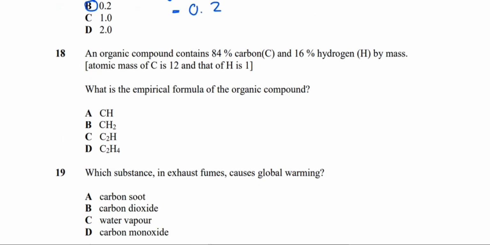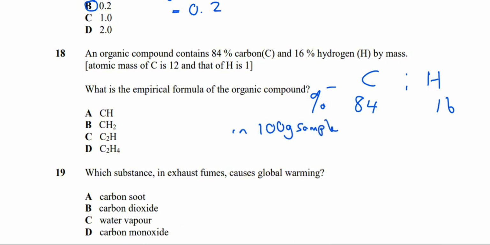Moving on, question 18. An organic compound contains 84% carbon and 16% hydrogen by mass. What is the empirical formula of the organic compound? So to calculate empirical formula, we are going to do this C to H by percentage. We have 84% here and we have 16%. In a 100 gram sample, we have 84 grams and this one having 16 grams.